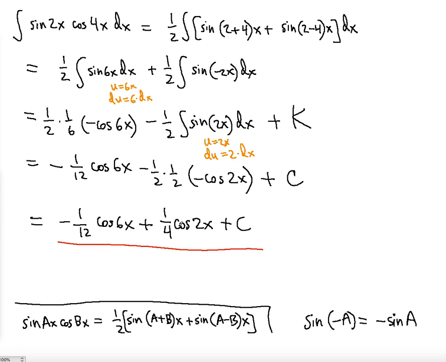And of course you can write 1/4 cosine of 2x first and then write minus 1/12 cosine of 6x just to make it more beautiful if you want, but it doesn't make it incorrect if you write it this way.